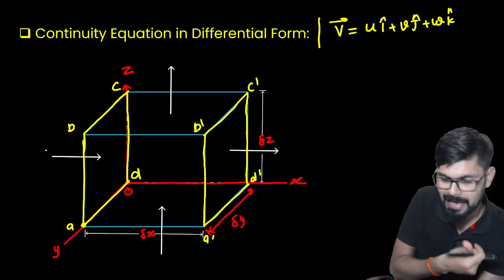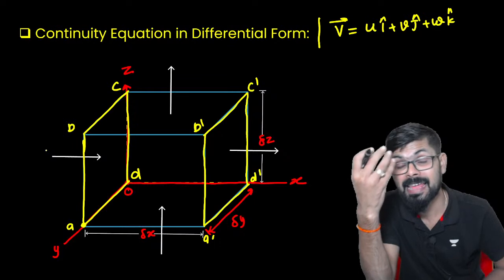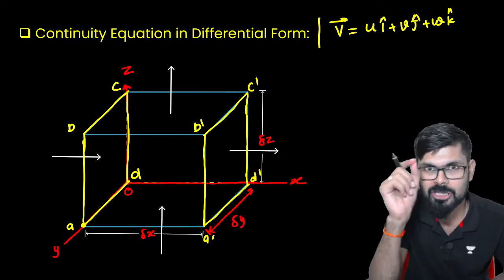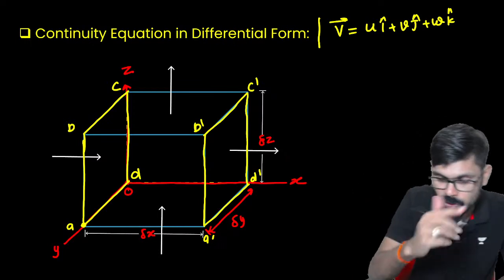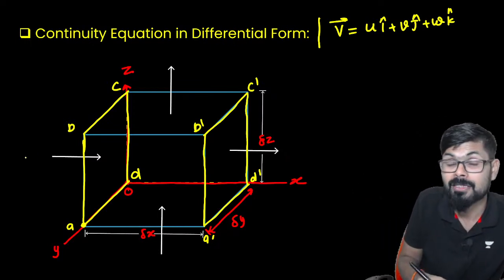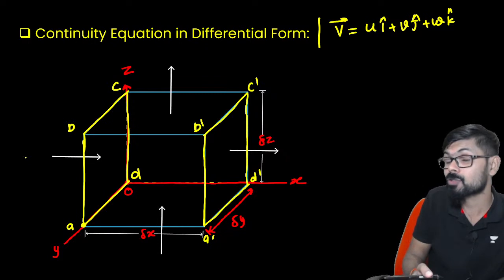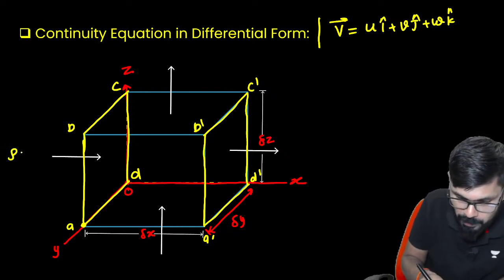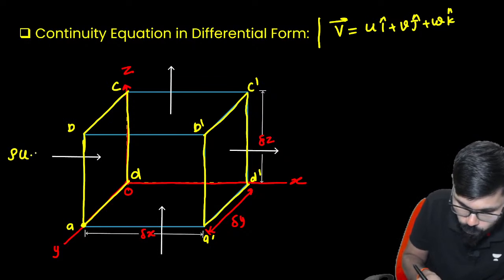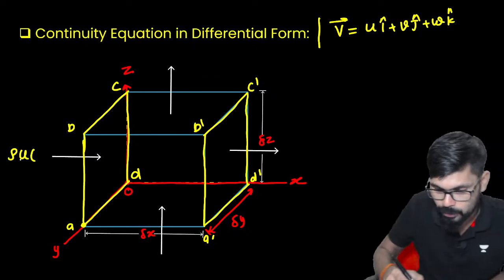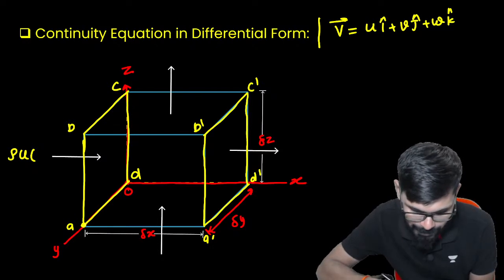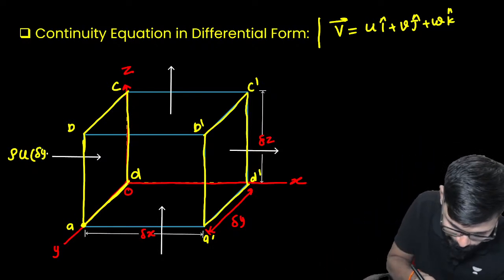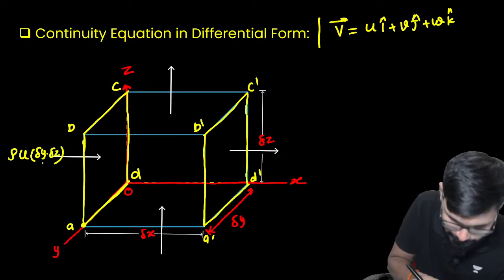So in this direction, we are talking about the x direction. What is the velocity? Velocity is u. So if I write the mass flow rate, mass is rho A V, and the velocity is u. So rho into u into A. How much is the area? Here you can see the area is delta y times delta z. Clear?